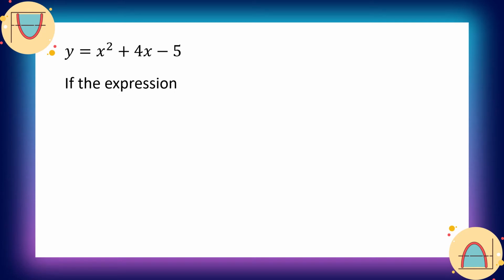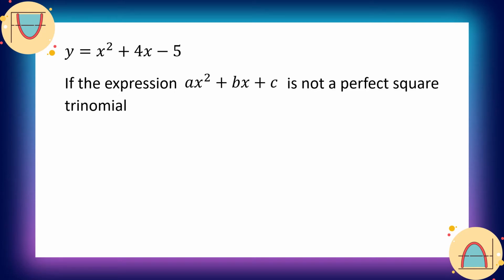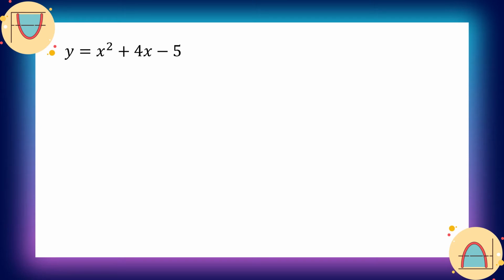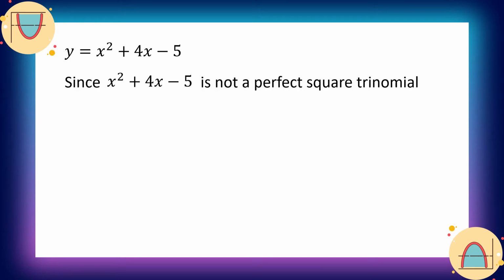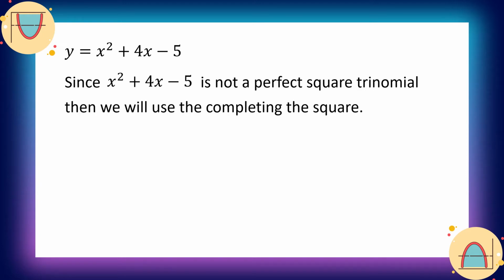If the expression ax squared plus bx plus c is not a perfect square trinomial, then use completing the square. Since x squared plus 4x minus 5 is not a perfect square trinomial, we will use completing the square. Our equation is now written as y equals x squared plus 4x plus blank minus 5 minus blank.